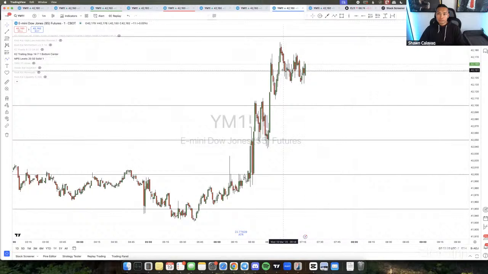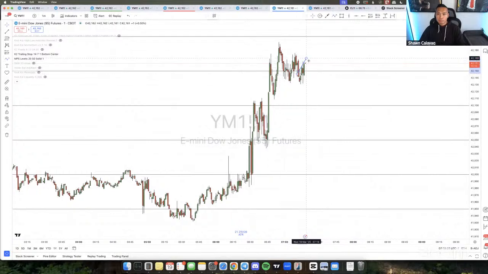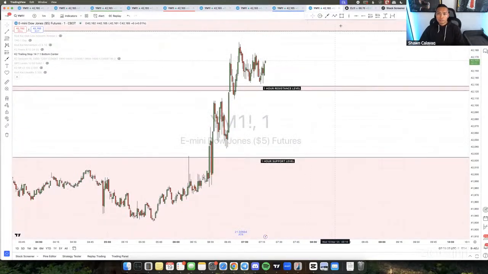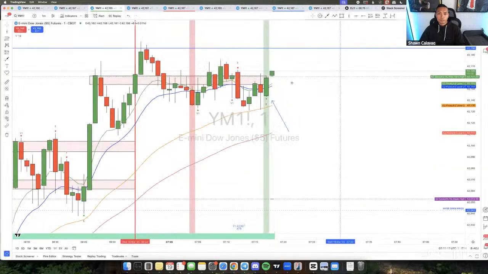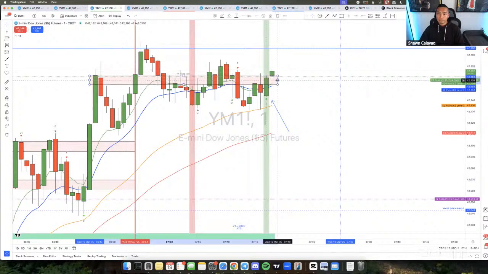What I'd like to see here on the clean chart is possibly a break and retest off this whole number, the 42,150. And that's about it for there. All right, so we got the buy signal just closed right here. Buy signal finally closed.